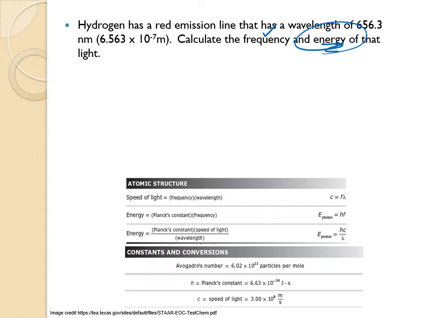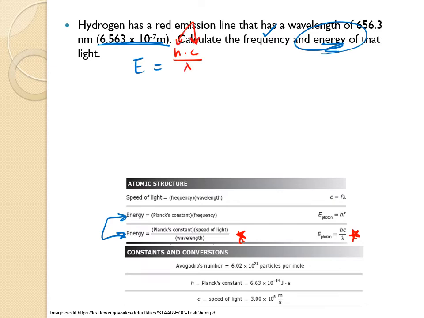Frequency done. Energy next. So energy equals, we have 2 options for this formula. We can do Planck's constant times the frequency, or we can do Planck's constant times the speed of light divided by wavelength. Since we're given wavelength, we're going to use this one that has the wavelength and the energy. And I'm going to get rid of those scribbles so we can actually see the formulae. All right, so we're going to use this one. Energy equals Planck's constant times the speed of light divided by wavelength.